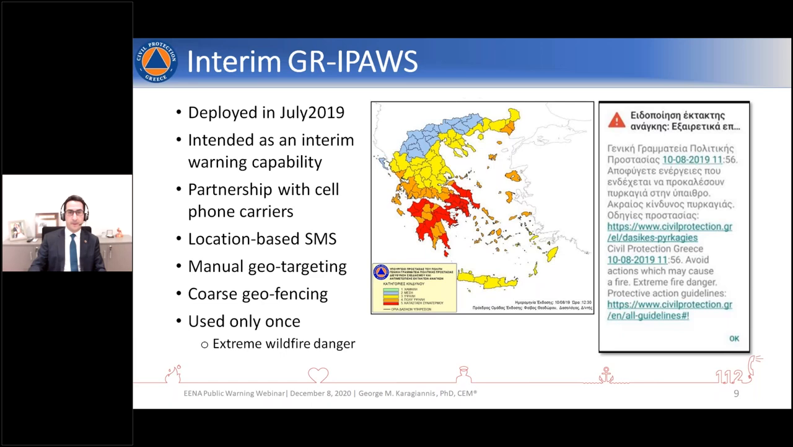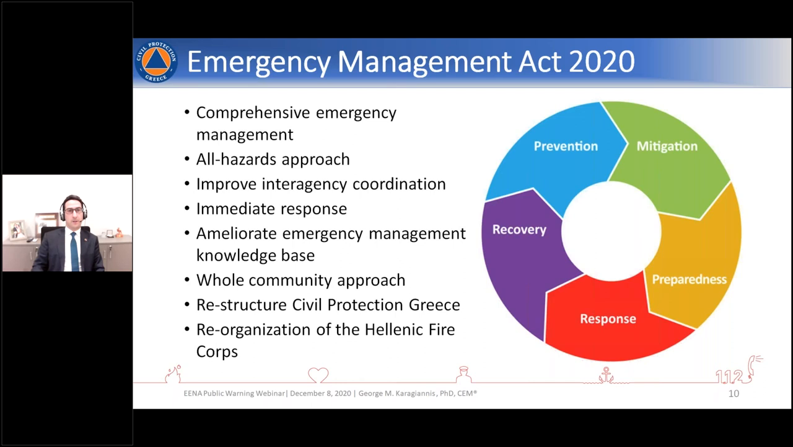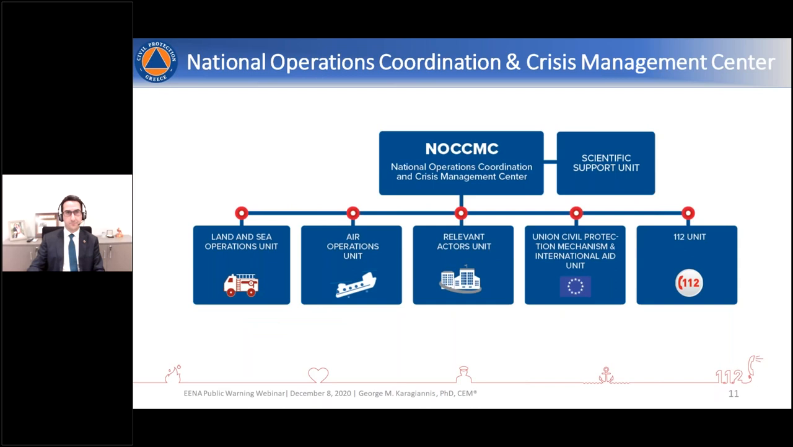The Emergency Management Act was voted by Parliament in February 2020. It established a comprehensive all-hazards emergency management approach. It improved interagency coordination and the emergency management knowledge base. It fostered immediate response while using a whole community approach. All that while restructuring Civil Protection Greece and reorganizing the Hellenic Fire Corps. Furthermore, this Emergency Management Act established the National Operations Coordination and Crisis Management Center. In other words, a national crisis management structure.